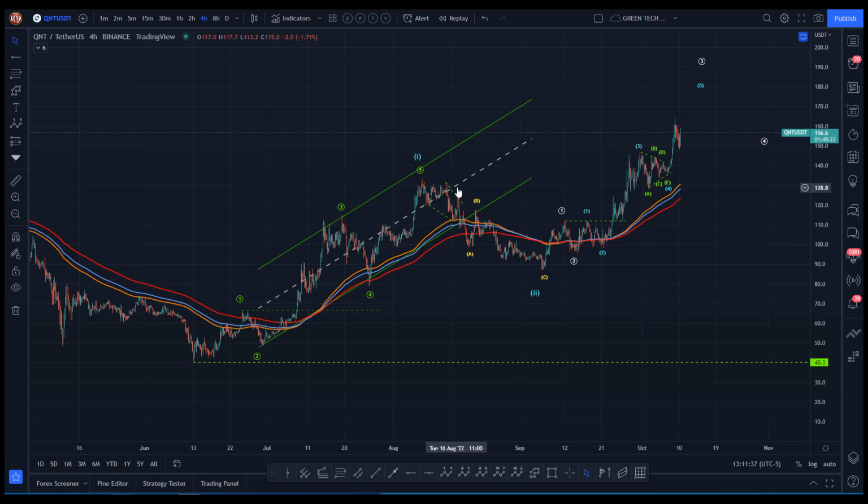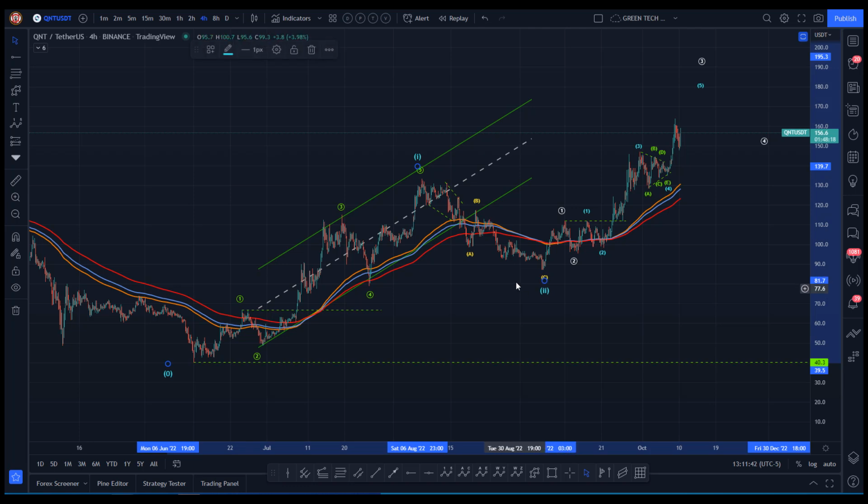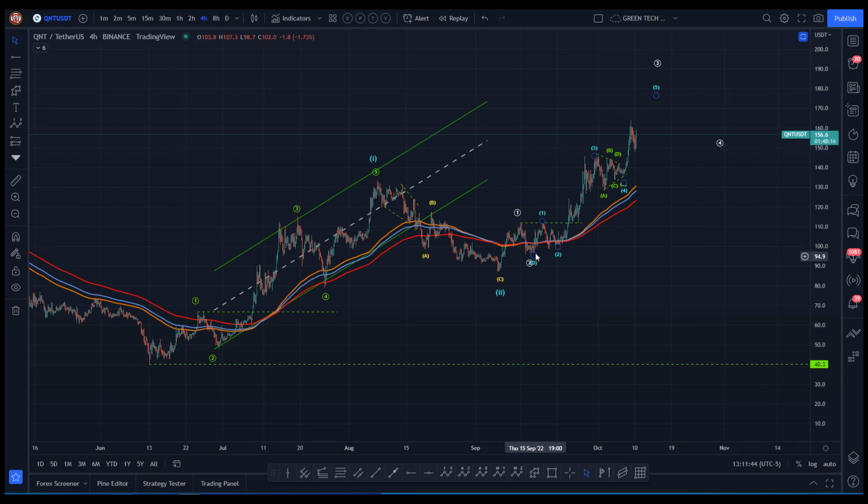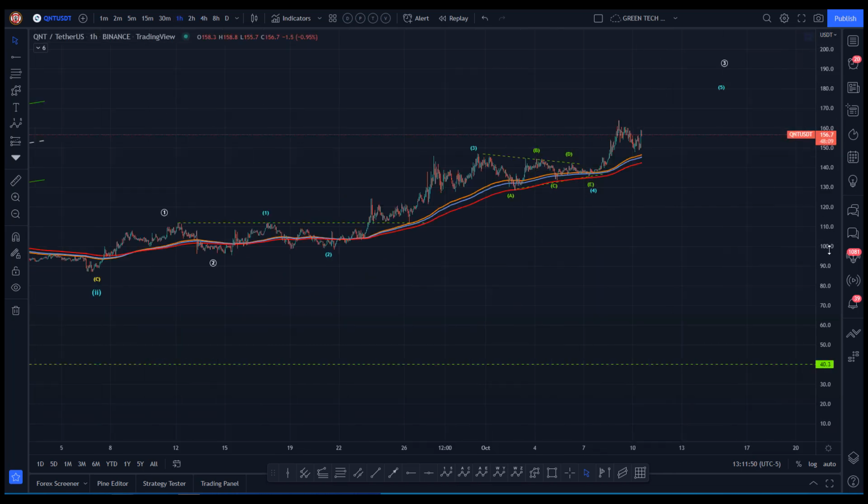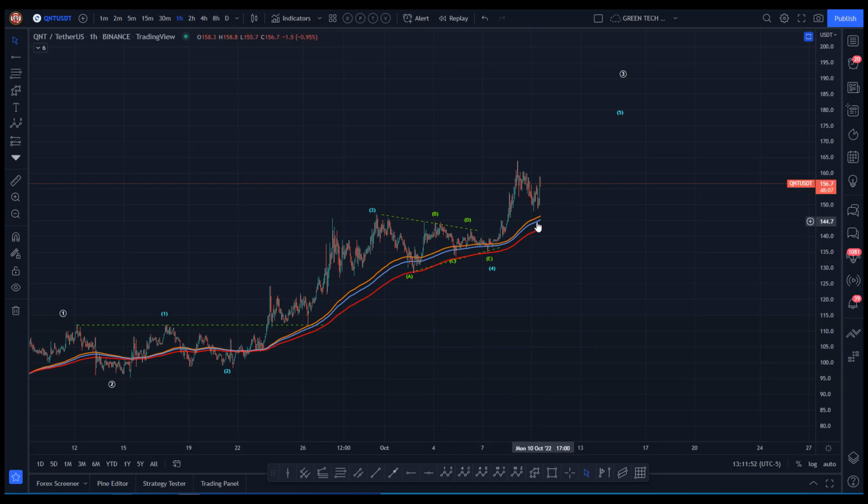So ABC, ABC, AB, right? You get it. AB, 1, 2, 3, 4, 5 gives us the two down here at the 50, coming off the low. 1, 2, 1, 2, 3, triangle, four. Well, what do we got there? Let's go down to a 60. It looks like that could be a 1-2.